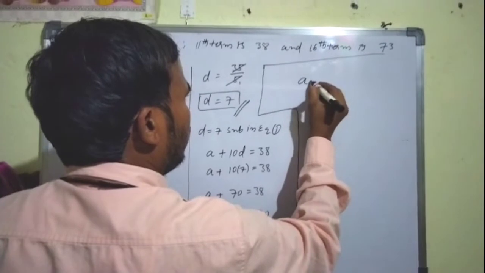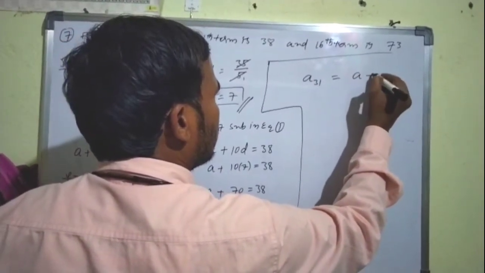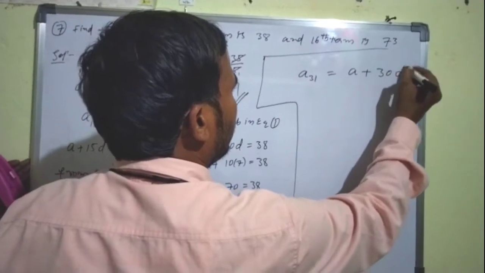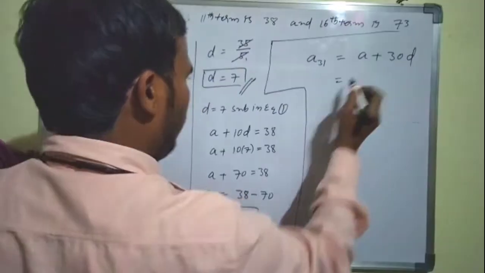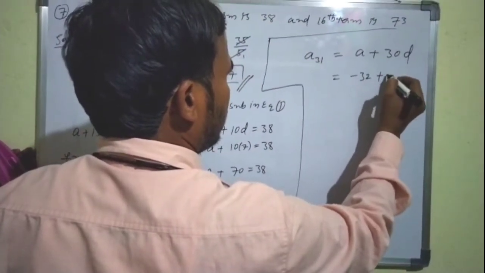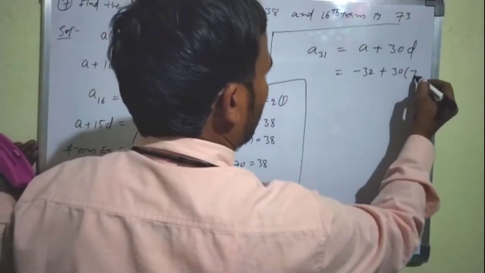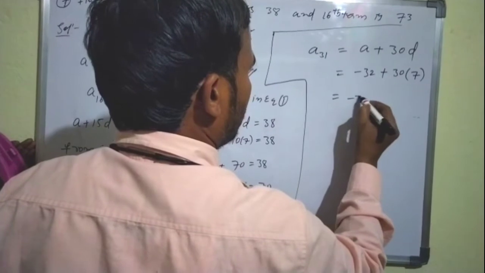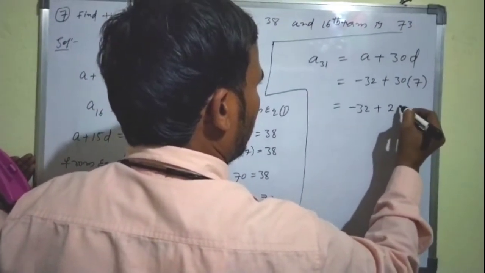31st term, a31, is equal to what? a + 30d. We know the value of a and the value of d, so just simply substitute. The value of a is how much? Minus 32 plus 30 into the d value, how much is that? 7. So minus 32 plus 7 threes is 21.